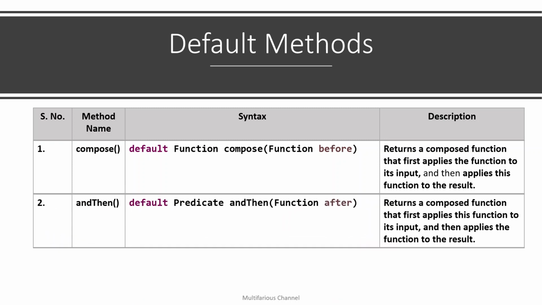The second one is andThen method. The syntax of the method looks like default Function andThen Function after. As per the official Java docs, this method returns a composed function that first applies this function to its input and then applies the after function to the result. Here you can see that this method takes a function as an input and returns a new function which creates a kind of logical AND condition here. So all these default methods that are available in Function are used for function joining and chaining.